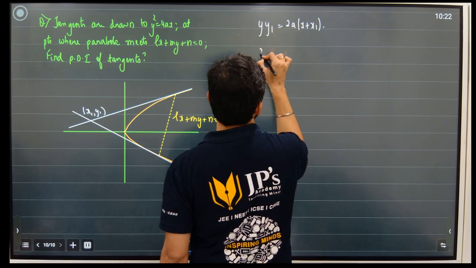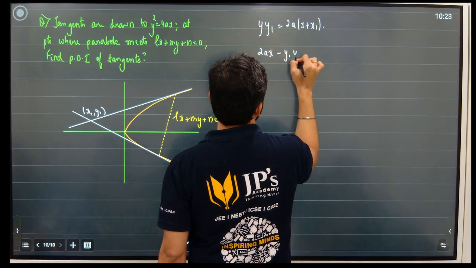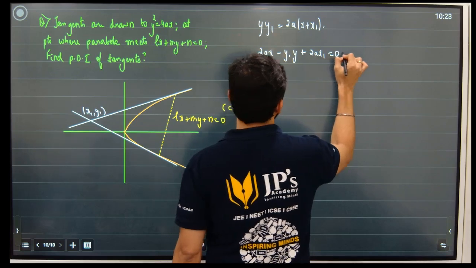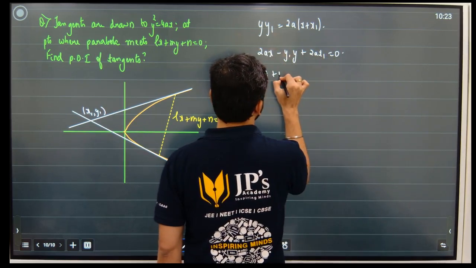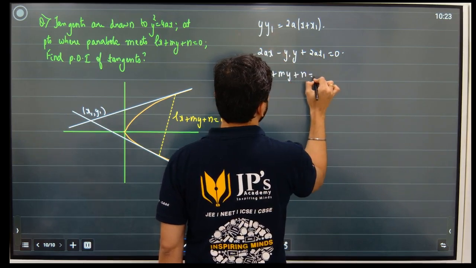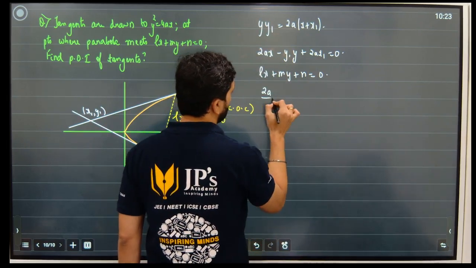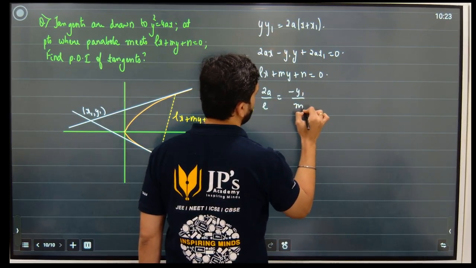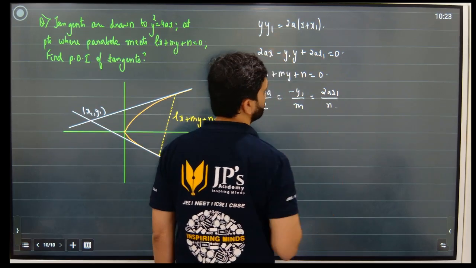In other words, it is 2ax minus y1y plus 2ax1 is equal to 0. And इसका दूसरा नाम है Lx plus my plus n is equal to 0. They are the same lines. So 2a upon L is equal to minus y1 upon m is equal to 2a x1 upon n.